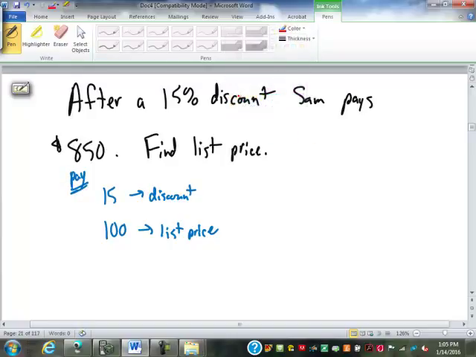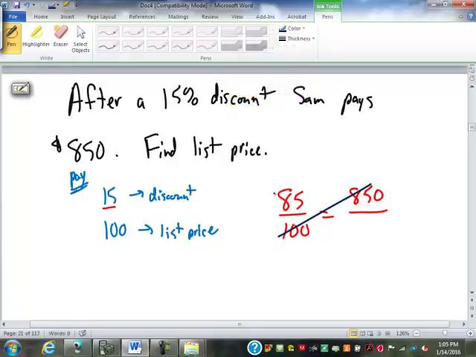Any percent always has what we call a complement. 100% is the full amount. 15% is one amount. Its complement is the rest: 100 minus 15, or 85. So 85% represents the 850. So 85 out of 100 is 85%. Where does the 850 go? On top, because it represents the same thing as the 85.